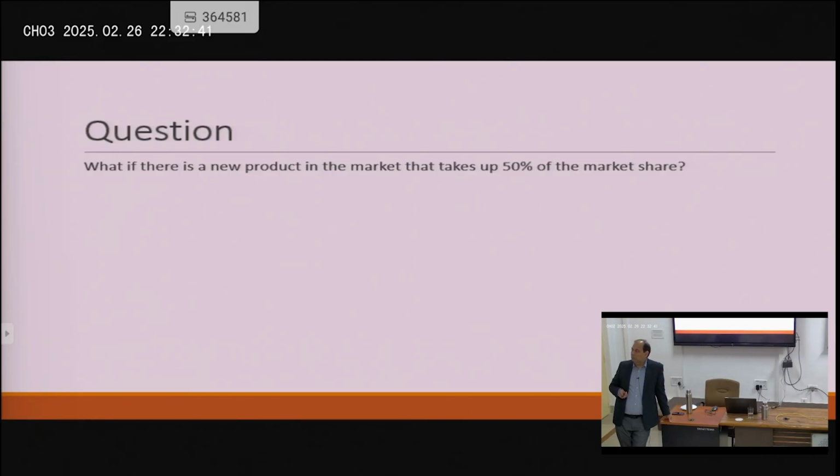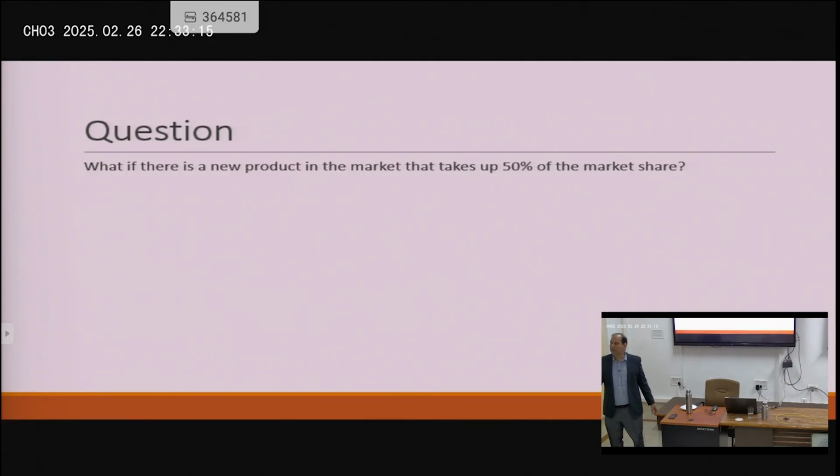Okay, question for you. What if there is a new product in the market that takes up 50% of the market share? So we had A and B, now we added a C that we know took up 50% of the market share. So A and B might look for the ways that they can increase their market share. They could, but we're just limiting ourselves to the logit model. So logit model predicts what?